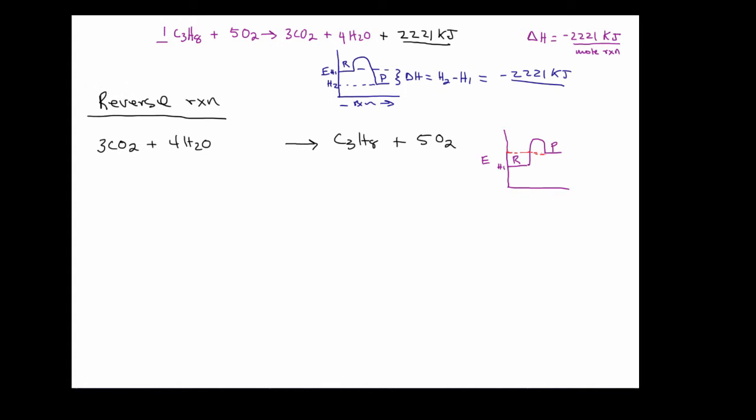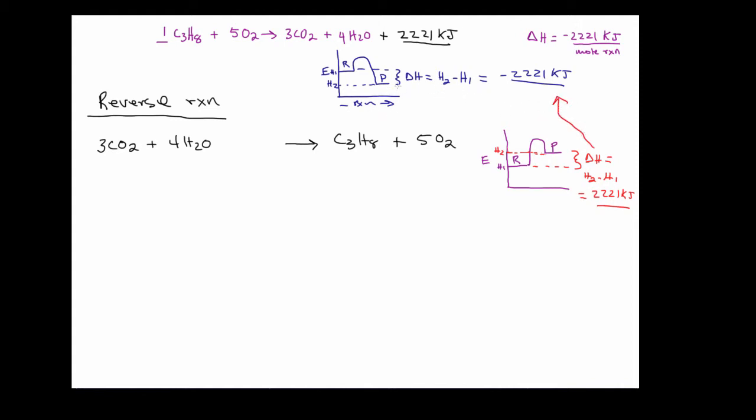Okay, now this is H2. If I carry this line out and we do this gap, you see the delta H for this is equal to H2 minus H1. And now, because H2 is greater than H1, this is going to be a positive value, and it's 2,221 kilojoules. So it's the same in magnitude as this number up here, but we're going in the reverse reaction.